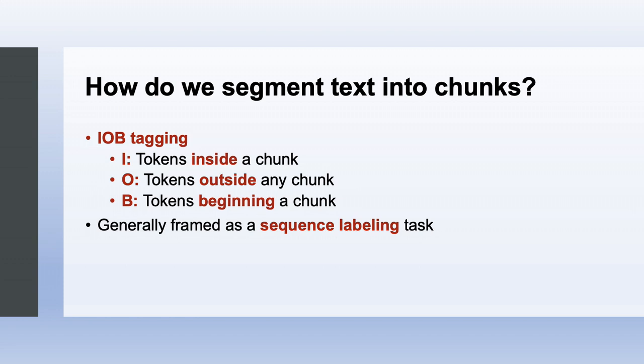To break the input text into segments or chunks, systems usually perform what's called IOB tagging, where I stands for tokens inside the chunk, O stands for tokens outside any of the chunks, and B stands for tokens beginning a chunk. So a B, an I, or an O is predicted for every single word in the input, and this process is usually framed as a sequence labeling task.